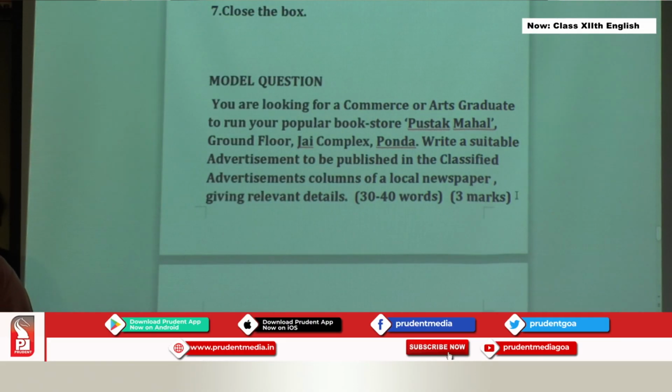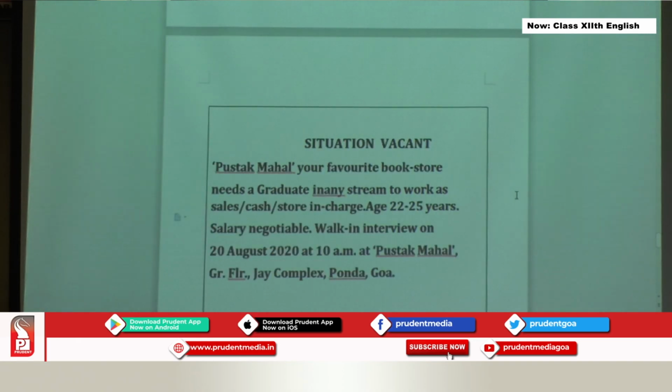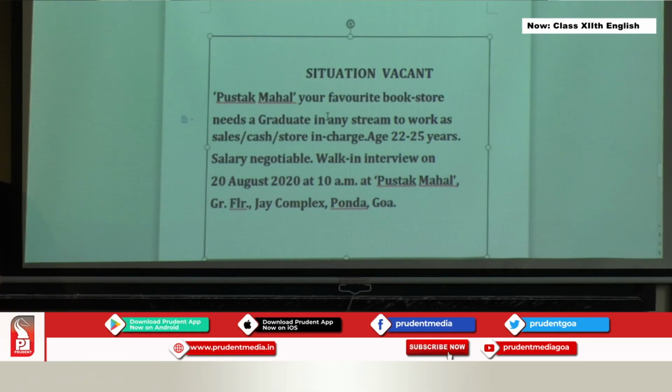You are looking for a commerce or arts graduate to run your popular bookstore Pustak Mahal, ground floor, Jai Complex, Ponda. Write a suitable advertisement to be published in the classified advertisements column of a local newspaper, giving relevant details. So you have your model advertisement, the heading, situation, vacant. Pustak Mahal, your favorite bookstore needs a graduate in any stream to work as sales, cash, store in charge, age 22 to 25 years, salary negotiable, walk-in interview on the date provided, time is provided, and the address.